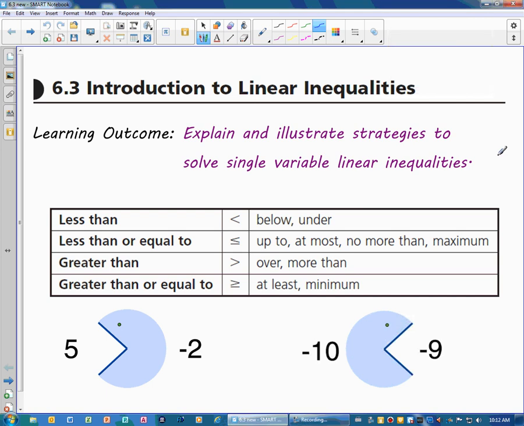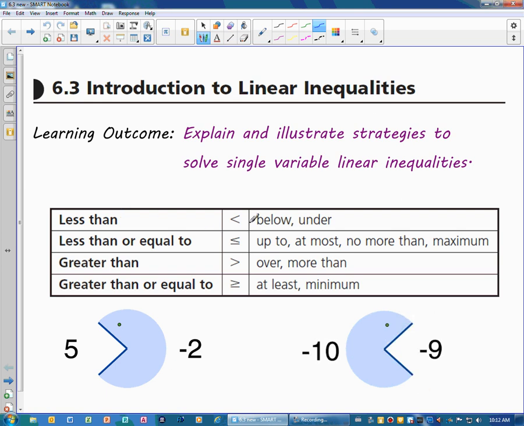Okay, so let's cover section 6.3, Introduction to Linear Inequalities. And your learning outcome is to explain and illustrate strategies to solve single variable linear inequalities. So an inequality is just like an equation, except it's got this inequality sign. It's got this greater than or less than sign going on, okay?